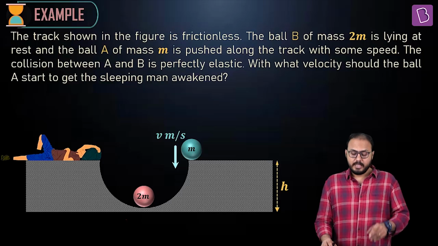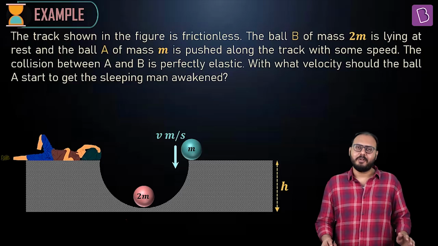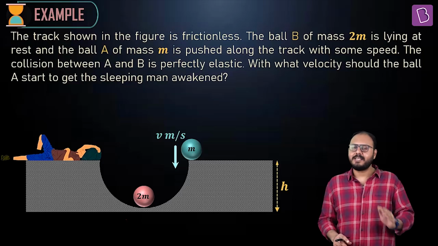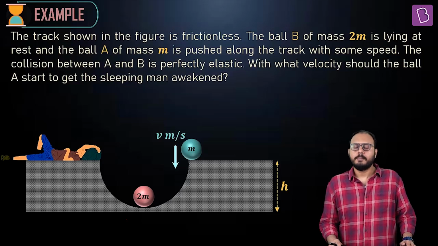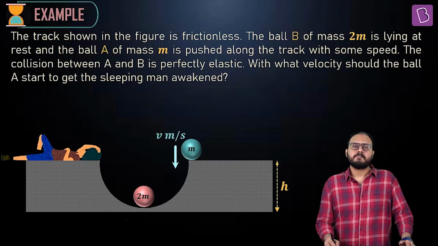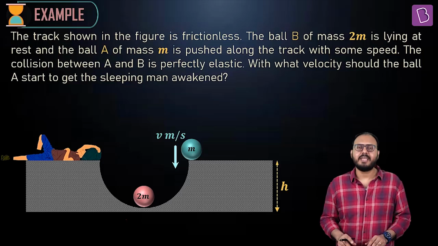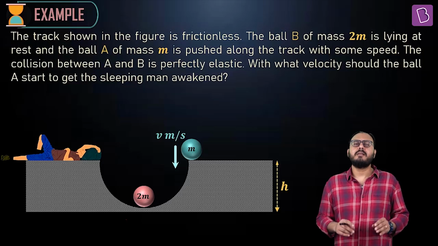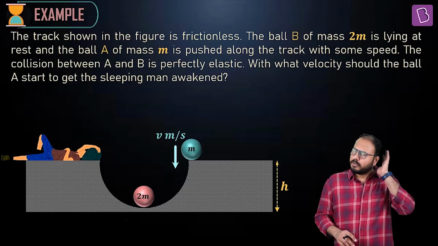What happens now? This ball comes down and collides with the 2m ball. Then 2m goes up and bangs the head of the person and he gets up. I know, pretty rude, but that's okay. Because what is the minimum velocity the 2m thing has to have to touch the man's head, to awake him? Well, just more than 0. The man should feel something.